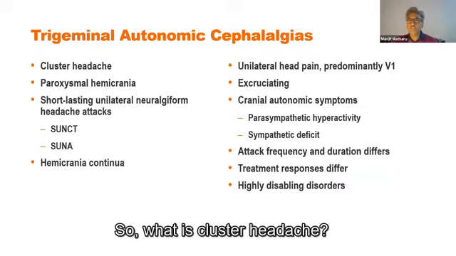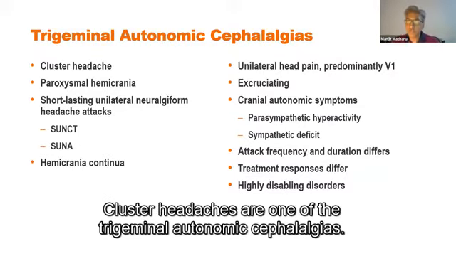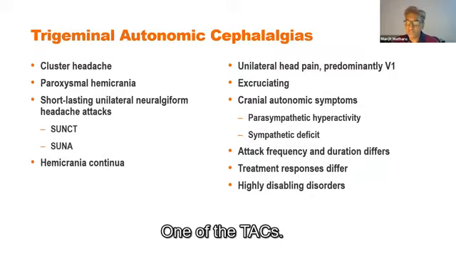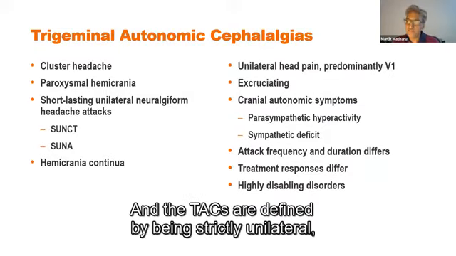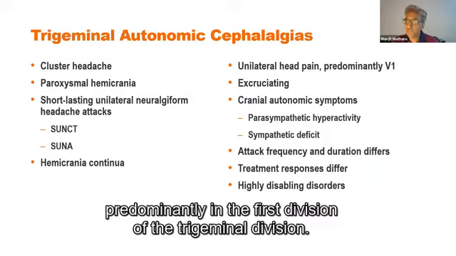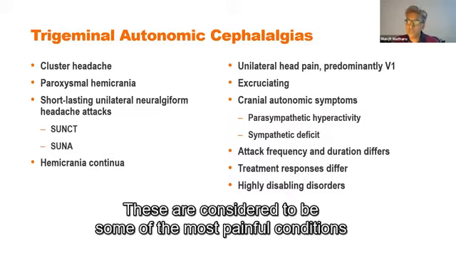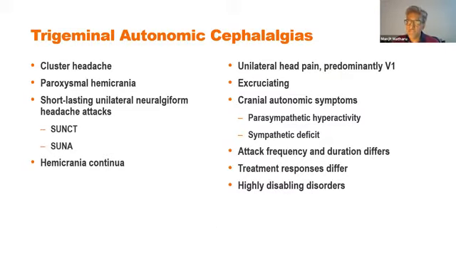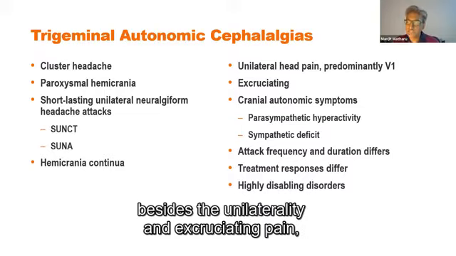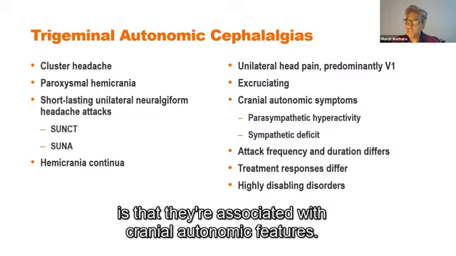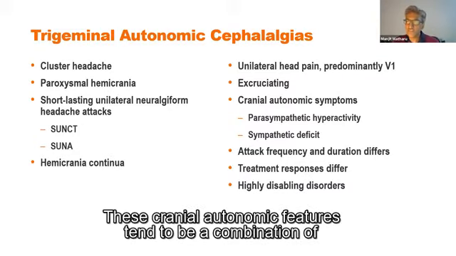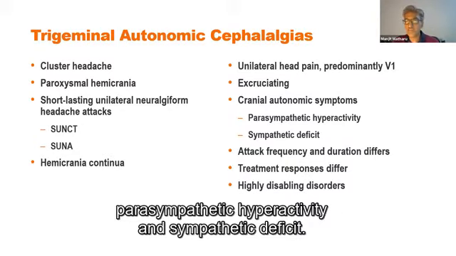So what is cluster headache? Cluster headache is one of the trigeminal autonomic cephalalgias, one of the TACs. The TACs are defined by being strictly unilateral, predominantly in the first division of the trigeminal nerve. The pain tends to be excruciating. These are considered to be some of the most painful conditions known to mankind. The defining features besides the unilaterality and the excruciating pain are that they're associated with cranial autonomic features. These cranial autonomic features tend to be a combination of parasympathetic hyperactivity and sympathetic deficit.